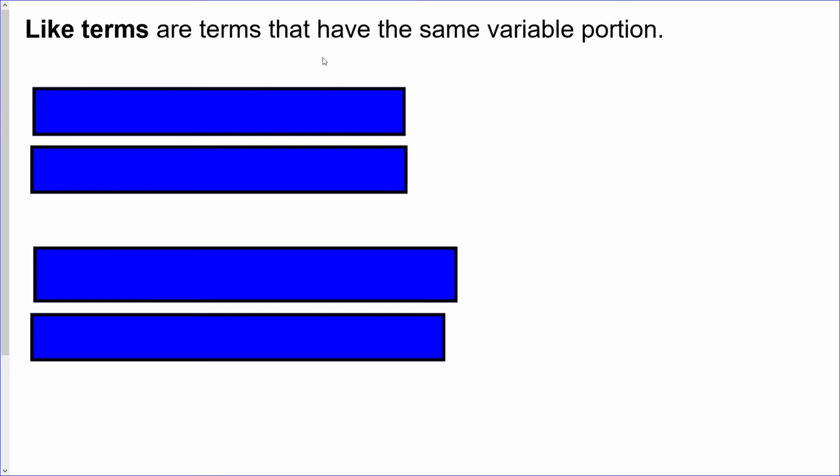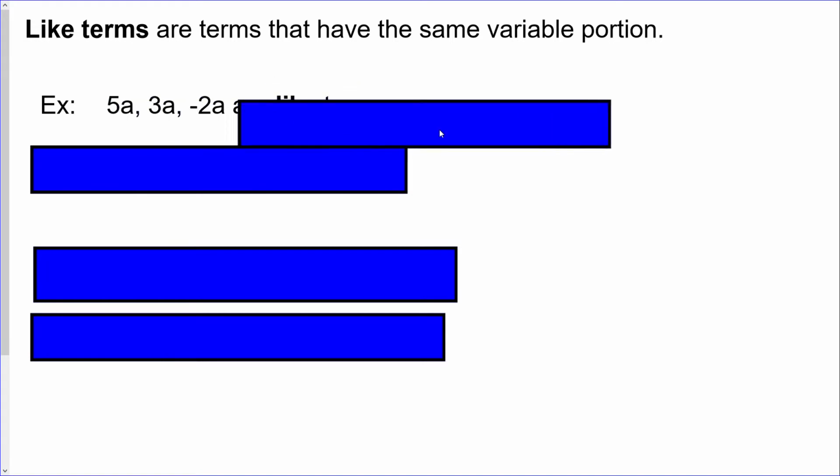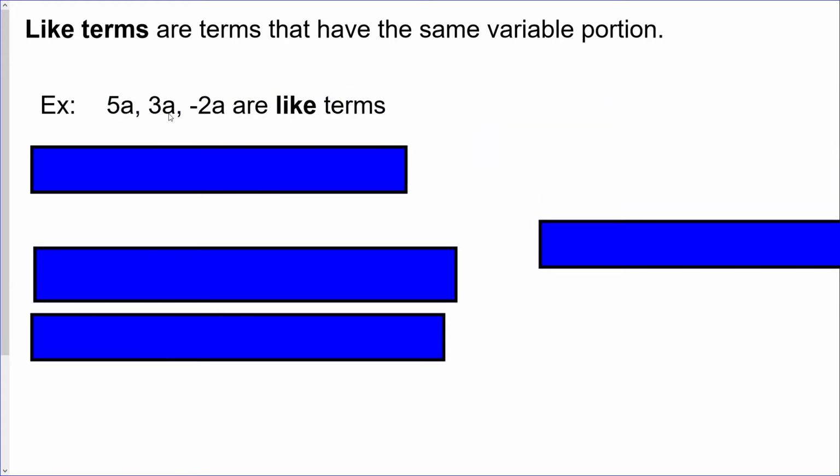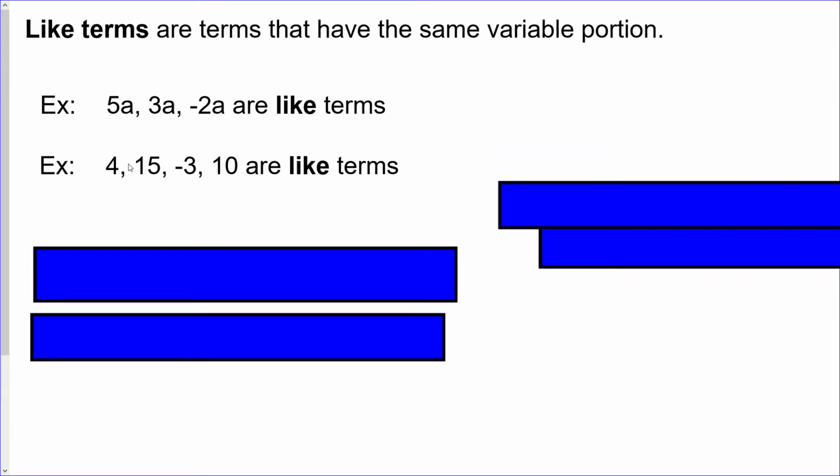Alright, so like terms are terms that have the same variable portion. These are some examples of like terms. 5a, 3a, negative 2a. These are like terms because they all just have a single a as the variable portion of each term. Hopefully that makes sense. 4, 15, negative 3, 10 are also like terms. They simply don't have a variable portion, but they all don't have one, so they are like terms.